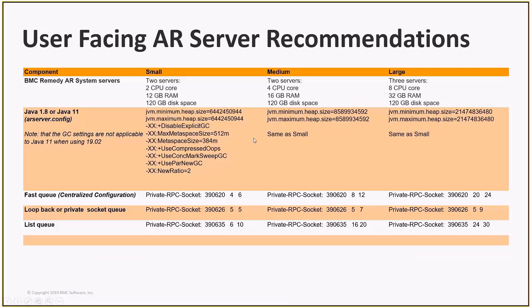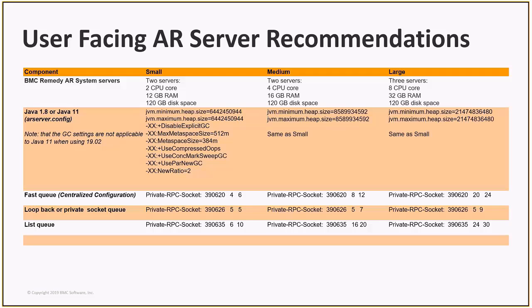So the next component we want to look at are the user-facing AR servers. And the user-facing, of course, is going to be all your end users performing your typical work throughout the day, saving and querying and creating new records. And what we recommend in a small environment is that you have at least 2 servers. Even in the medium environment, we recommend 2 servers, but having more CPUs. And in a large environment, we recommend having at least 3 servers for your user-facing. And you can see the memory requirements here as well. They go up, and so in a large environment, you'll want at least 32 gigs of RAM.